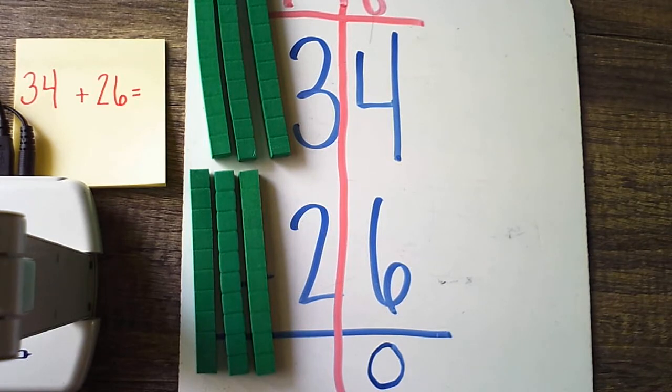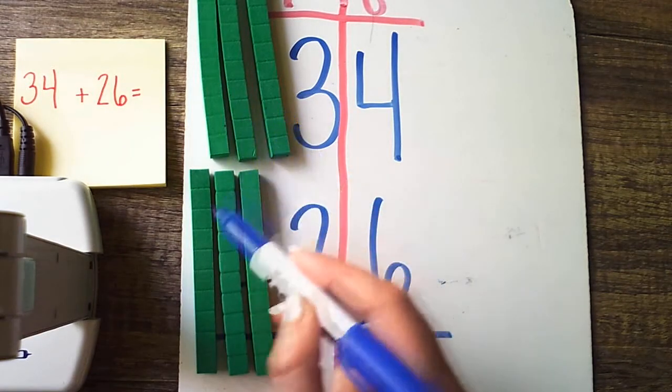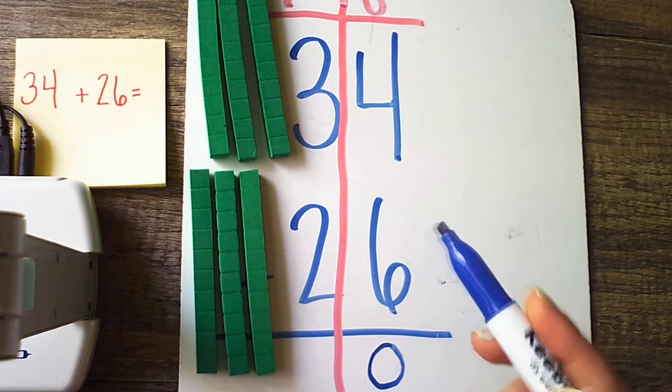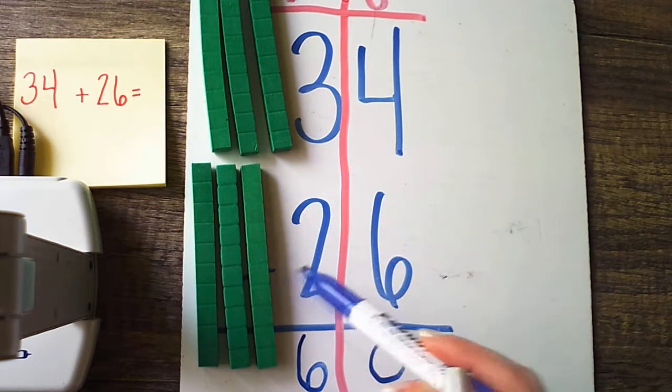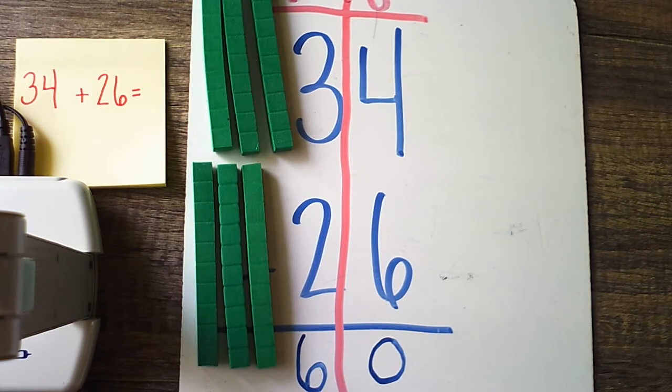Now let's go ahead and add our 10s. We have 1, 2, 3, 4, 5, 6 10s. So 34 plus 26 is 60.